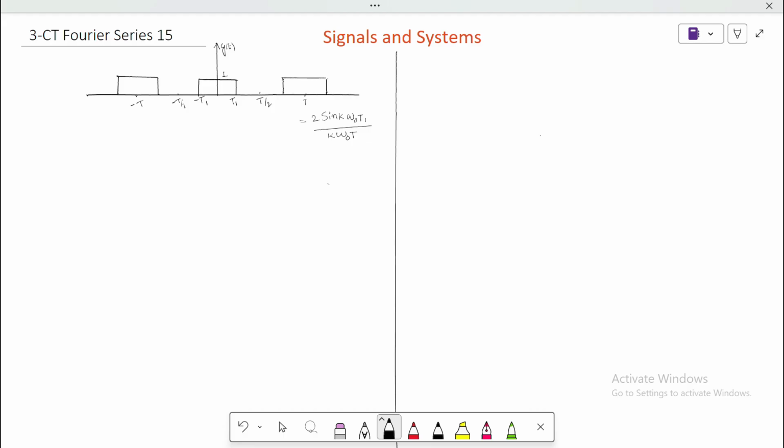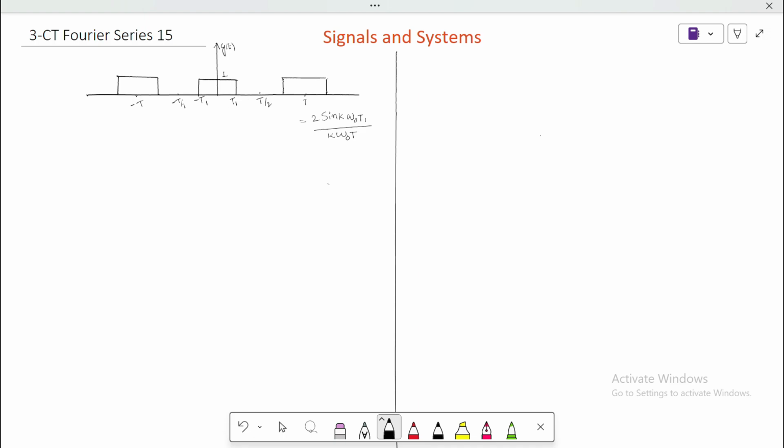With the help of properties of the Fourier series, we can also solve for the Fourier series coefficient of g of t. For that, I am going to draw g of t and differentiate it. After differentiation, this is a rising edge and this is a falling edge, so you will get an impulse signal upward here, and an impulse signal downward here.